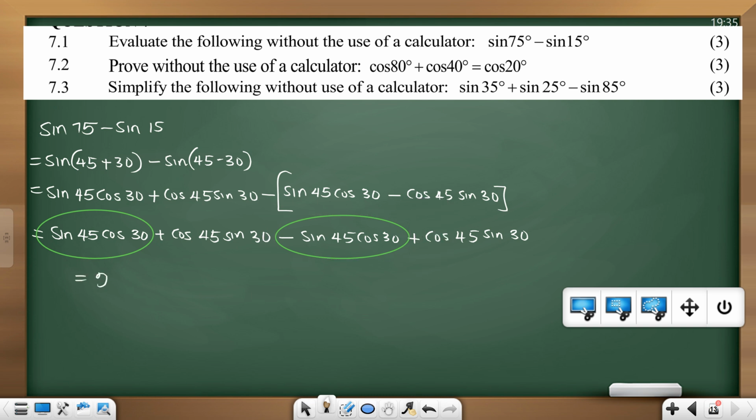So what do I have? 2 cos 45 sine 30, which I can then say 2 root 2 over 2 times a half. 2 root 2 over 4. Root 2 over 2. Can we try? Put it in a calculator. Let me see what you get. Root 2 over 2. Done. Yeah, if you press that, you get 0.7071.